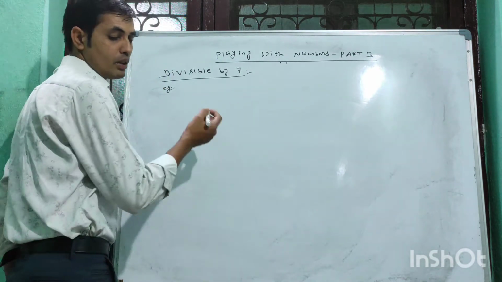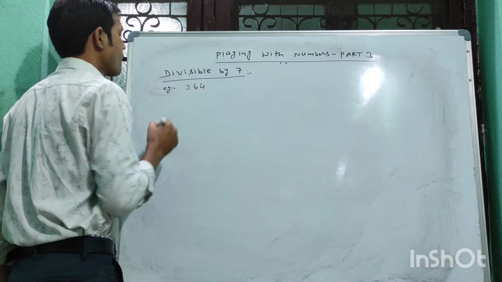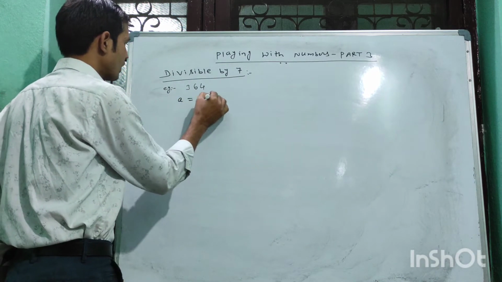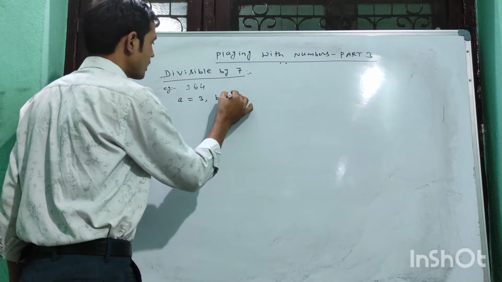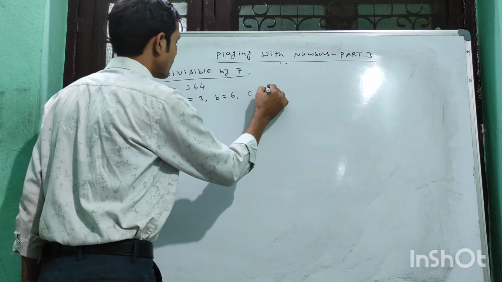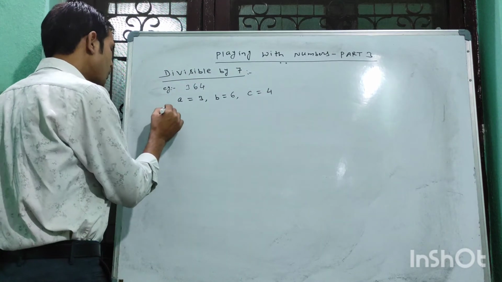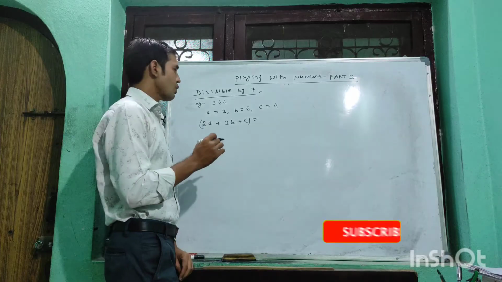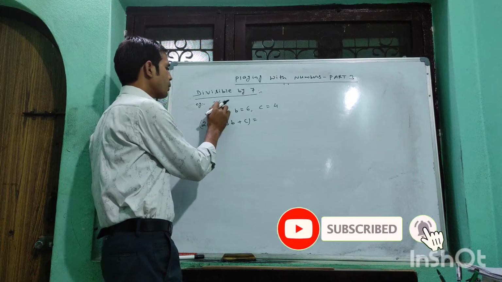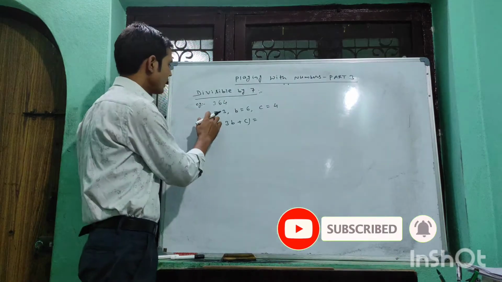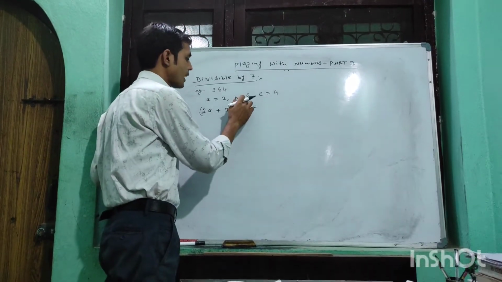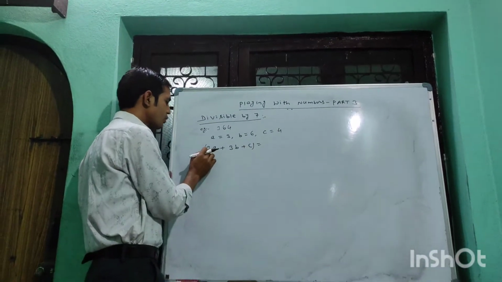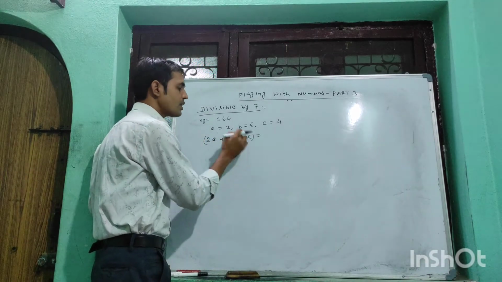Or you can take any one example, 364. Consider A equal to 3, B, the 10's position, equal to 6, and C, the 1's position, equal to 4. Then what I told you? We need to find 2A plus 3B plus C. So now we are taking one example, 364. A equal to 3, B equal to 6, and C equal to 4. Then we find 2A plus 3B plus C.